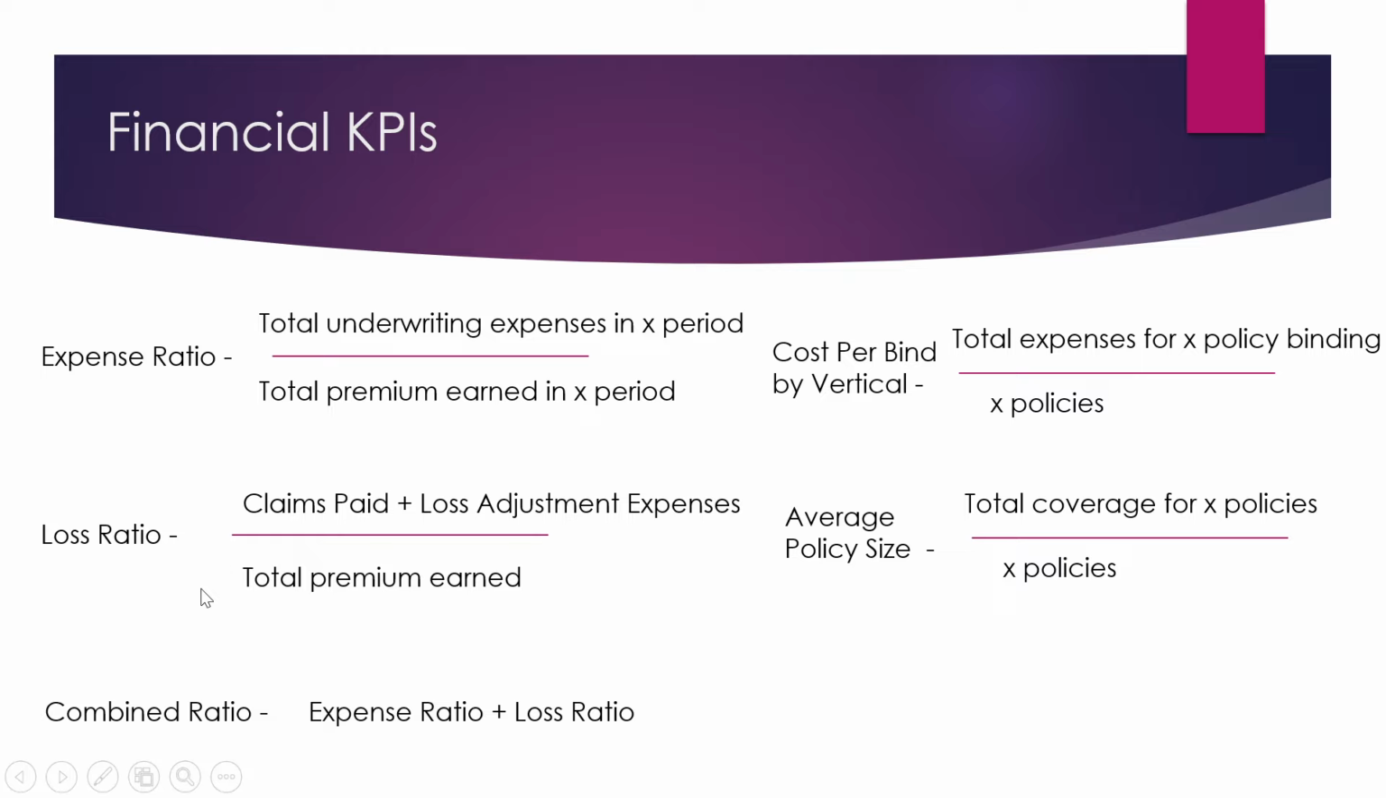So that way you need to understand what the combined ratio is, and you also need to understand individually what the loss ratio and expense ratio are. Now we will come to this one, which is cost per bind, by vertical. I am asking what is the total expense of X policy binding.